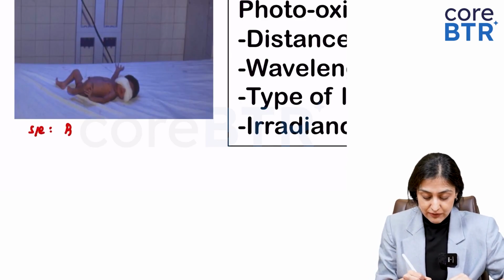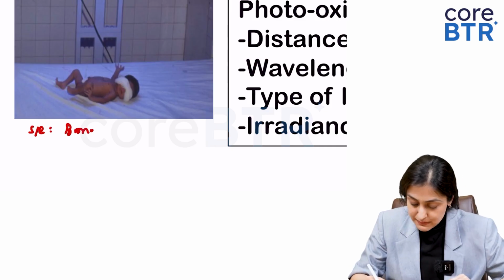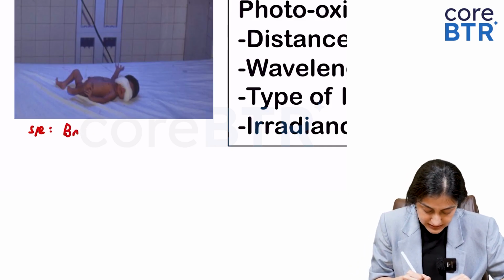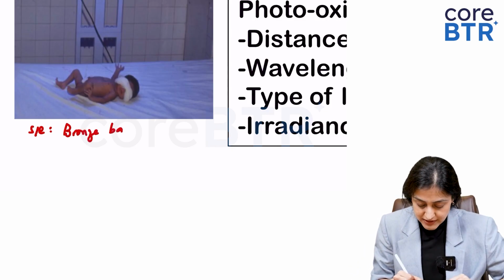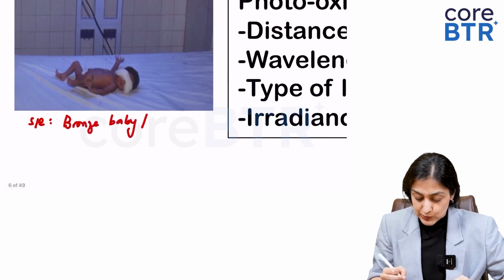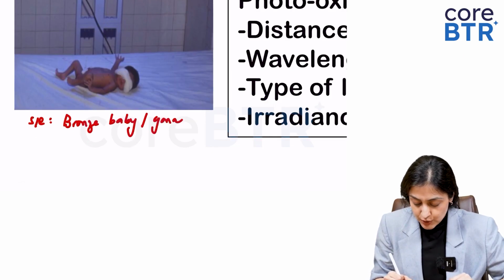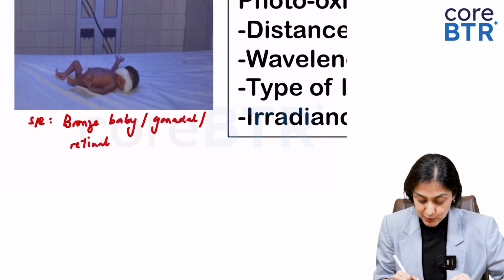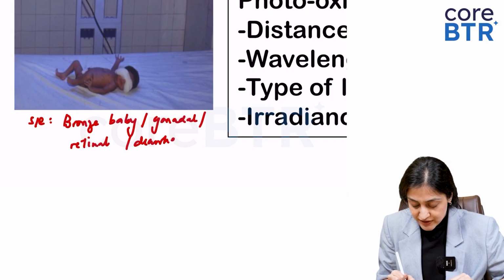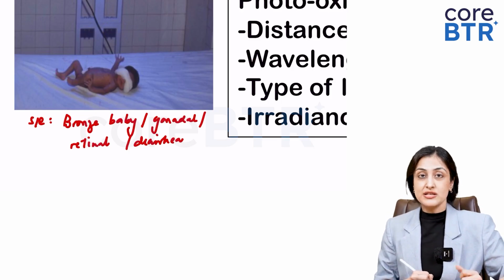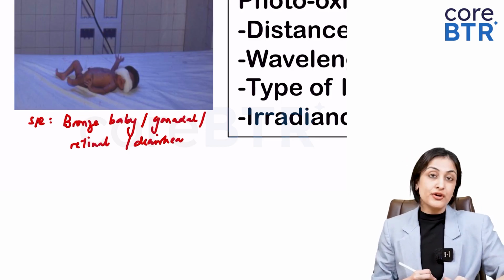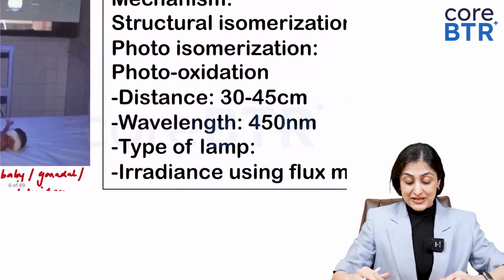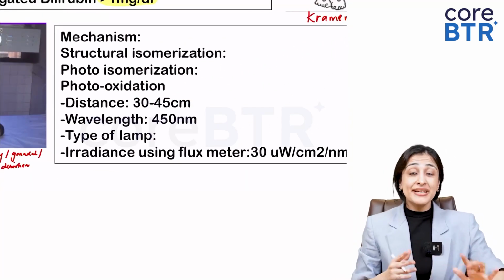So phototherapy, one, can lead to bronze baby, skin discoloration, that is called as bronze baby. You can also have gonadal toxicity, you can have retinal toxicity, you can have diarrhea and dehydration because of this. So these are few of the side effects of phototherapy. So let's do the specifics now. How does it act? Many times asked.